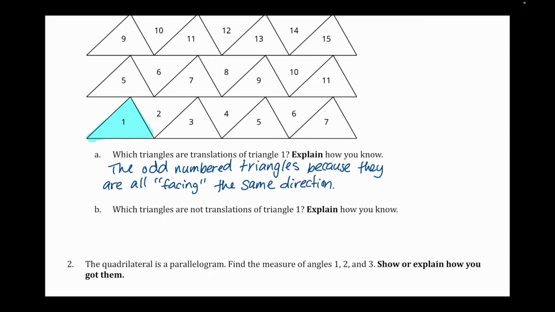Okay, for part B, it's asking which triangles are not translations, and the answer is the even numbered triangles, so the ones we didn't select.